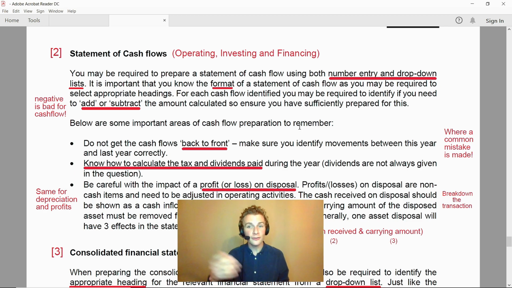So we've got number entry, drop-down lists. Those key headings could be in there as well. It's important that you know the format of it, opening and closing balances with those 3 headings, and what goes on in those 3 areas.